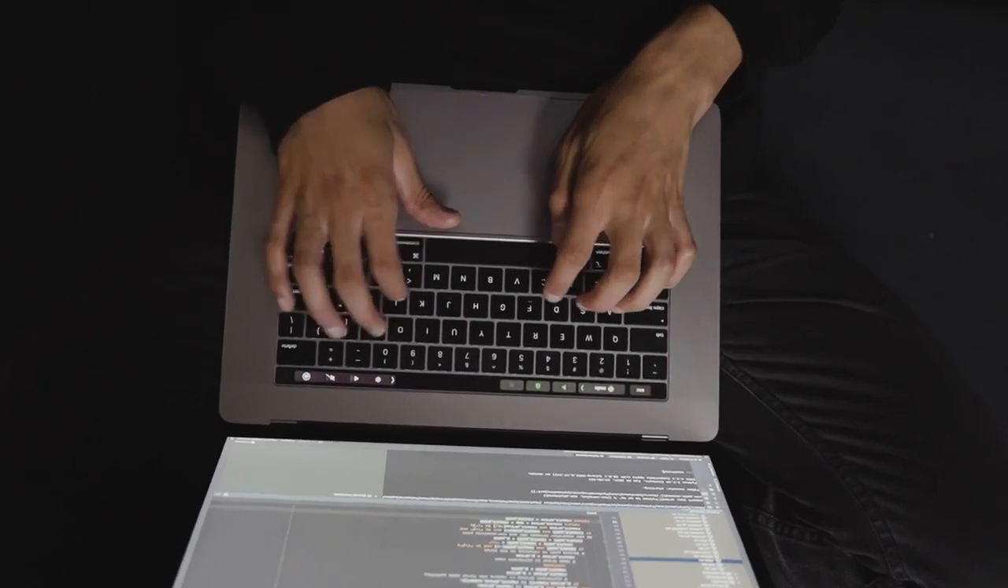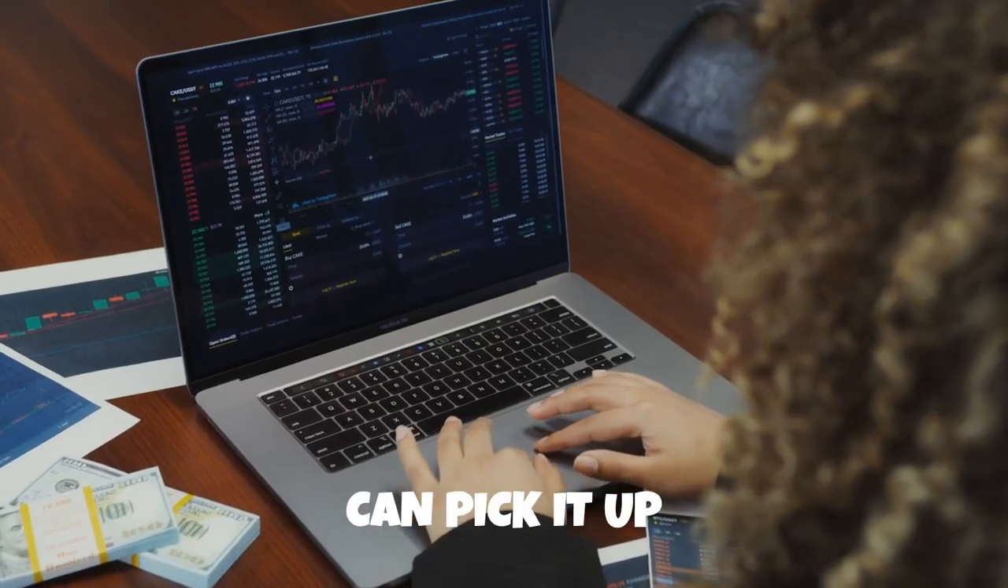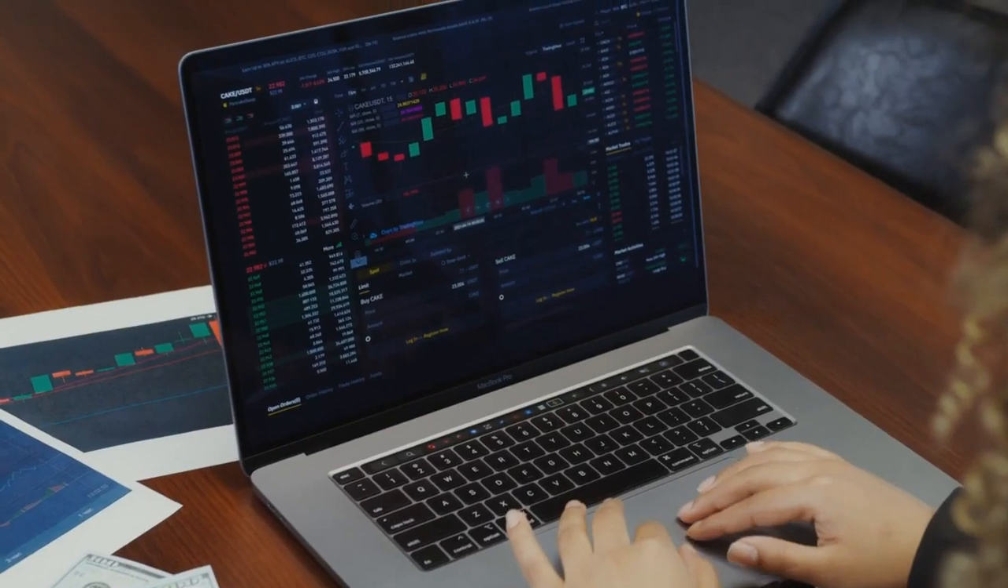I'm going to show you live trades taken with a perfect strategy, and the best part is it's such a simple strategy to trade, so any beginner can pick it up and trade right away. Let's get straight into it.